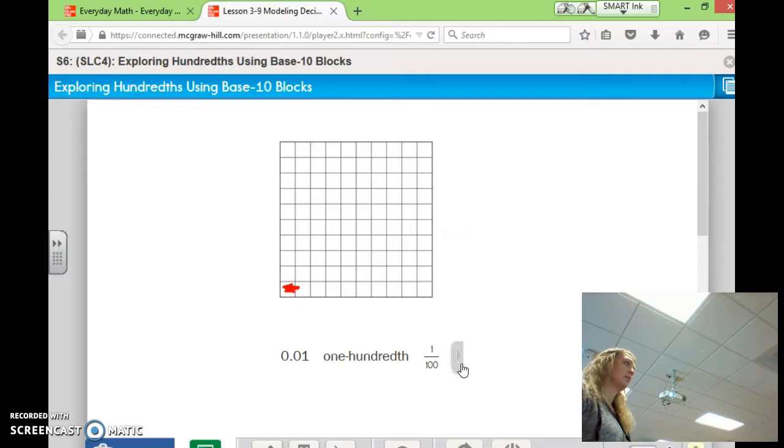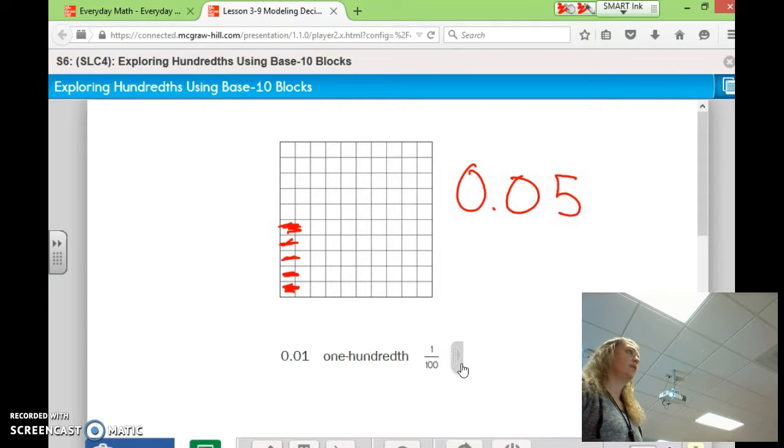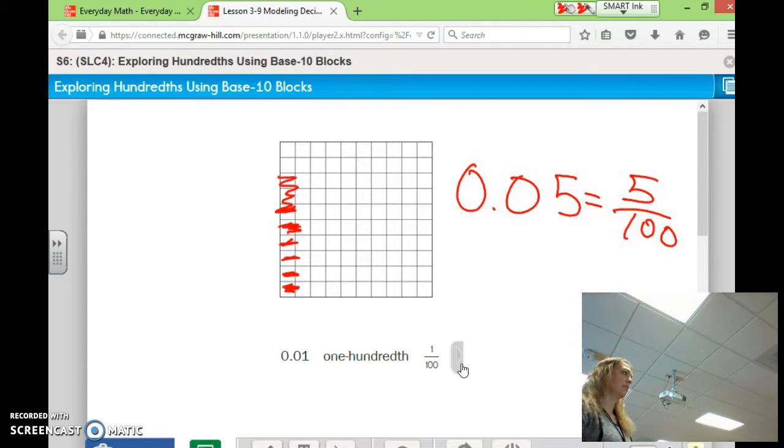Now I'm going to give you a quiz. If I had that much shaded, what would my decimal be? It would be 5 hundredths. And I would write that like this, and my fraction would be like that. There you go, yep. Now I'm going to make it a little bit tougher.